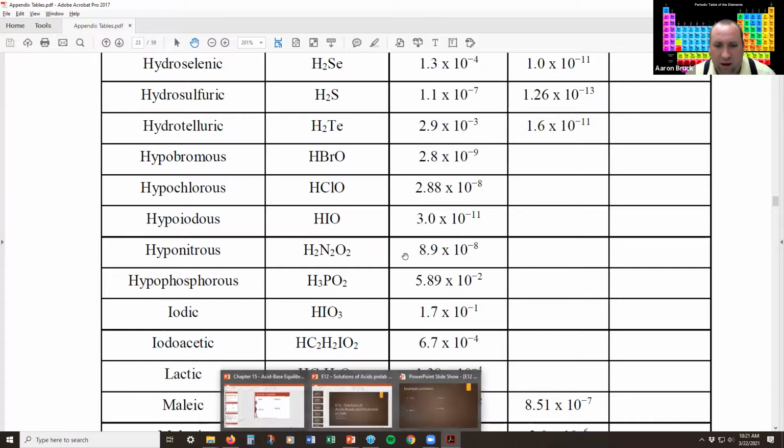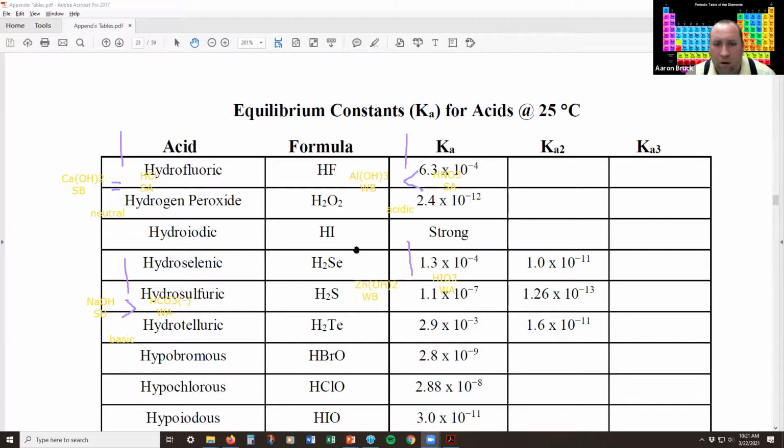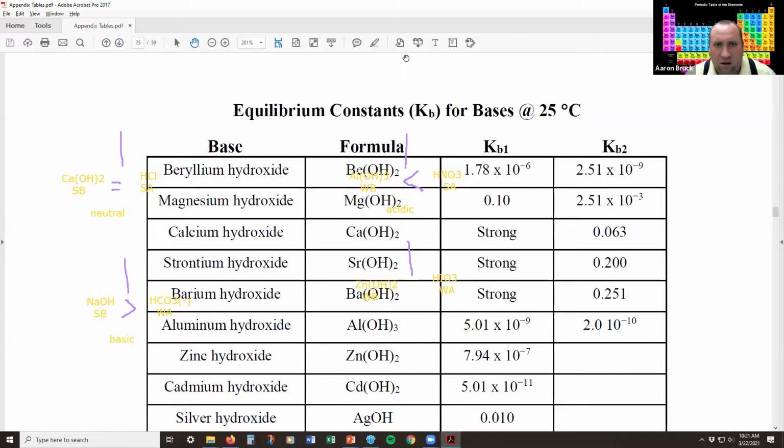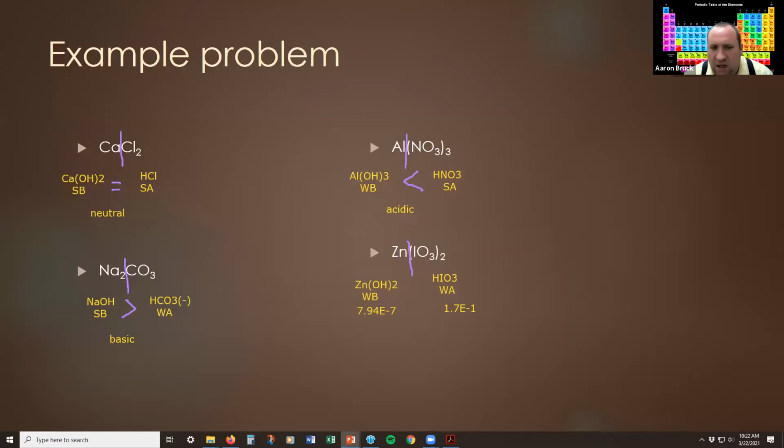So going back, on the zinc hydroxide side, we have 7.94 times 10 to the negative 7th, which is not that great. And on the iodic acid side, we have 1.7 times 10 to the negative 1st. So it is pretty easy to see that the acid side here is in fact better than the basic side. And so as a result, this is going to be an acidic salt. And so that's all that you need to do.